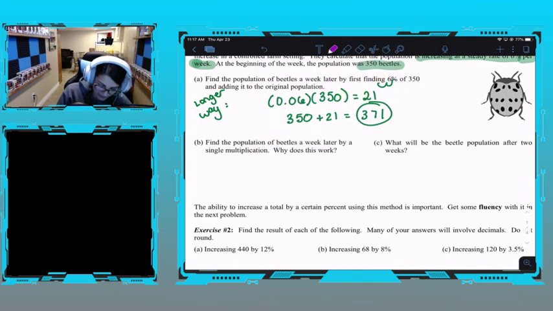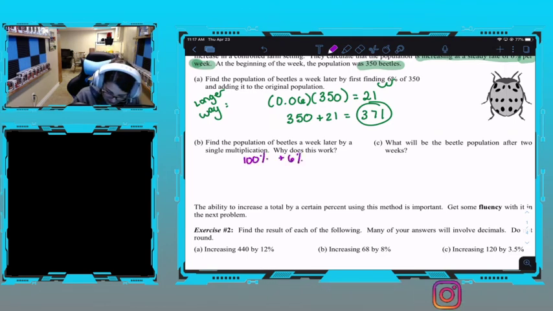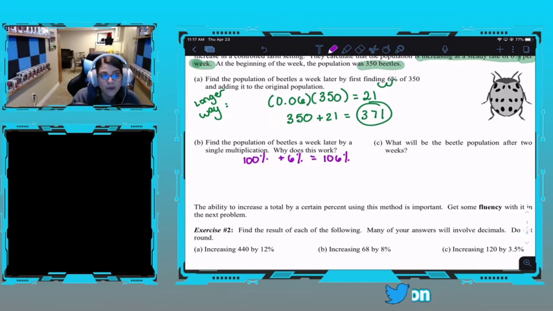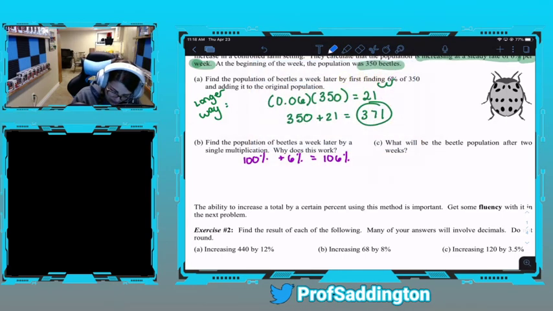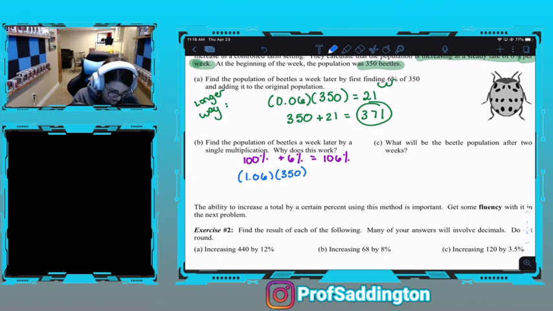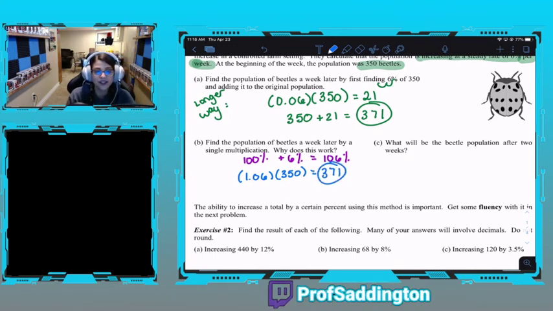The shorter way, which first step you technically don't have to write, but I'm just going to write it so you know where my number came from, is you have to do 100%. We're increasing by 6%. So we're really looking at 106% of the population. So the part that I would want to see from you is what I'm going to write in blue. All you would really have to do is 1.06 times 350. And we still get that same 371.